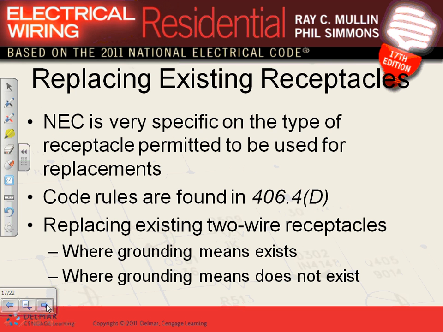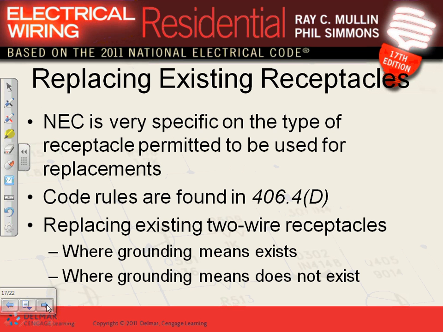I want you, please, to go with me to code rule 406.4. Installation, replacement of receptacles, existing two-wire receptacles, grounding. If you go there, it will tell you a few things. It will tell you if you have an old ungrounded receptacle and you need to replace it, how can you replace that non-grounding receptacle?